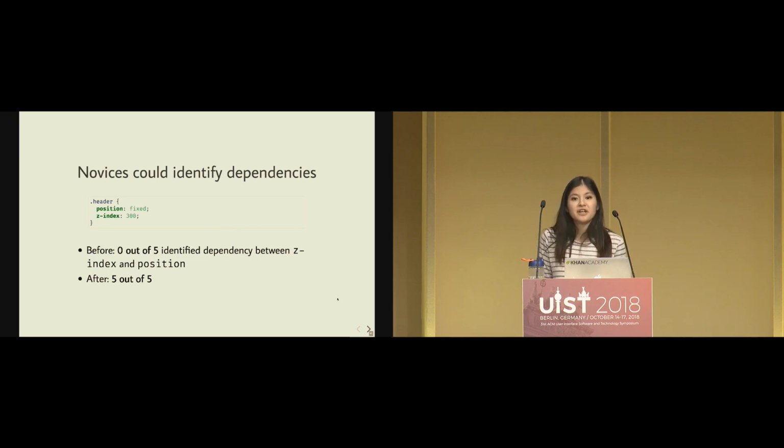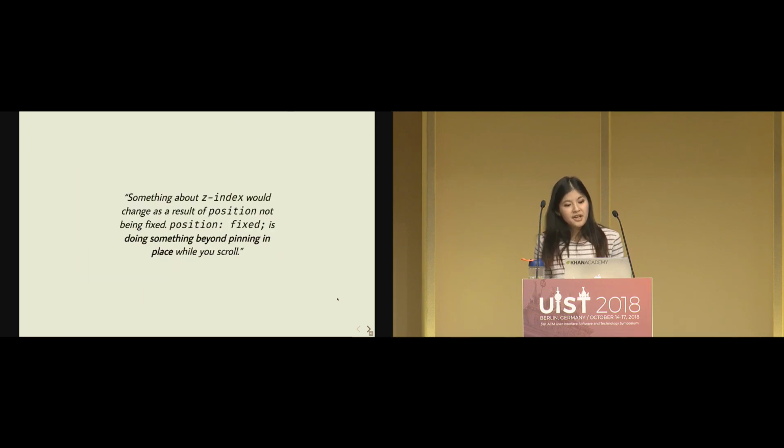And so initially, because these were very inexperienced users, none of them were able to identify a dependency between z-index and position. And after inspecting this example with Ply, all of them were. But more interestingly, they were able to articulate why this was happening and what the properties were doing together. So one user said, something about z-index would change as a result of position not being fixed, which means that position fixed is doing something beyond pinning it in place while you scroll.